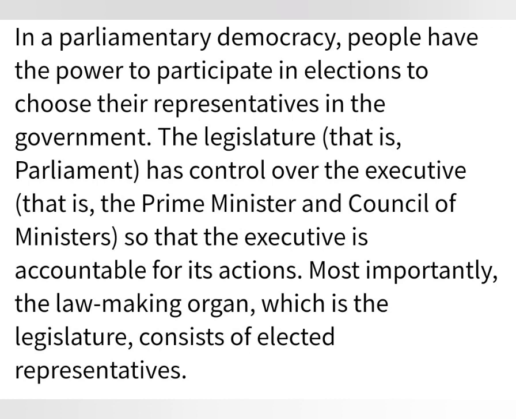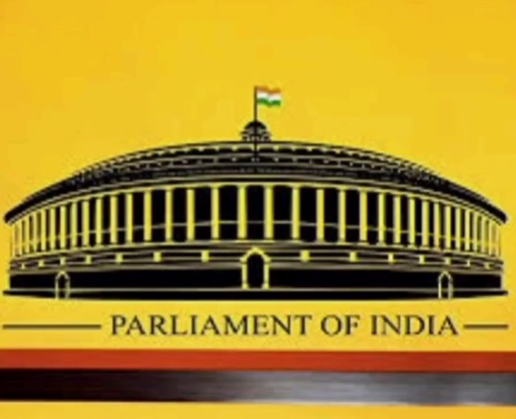In a parliamentary democracy, people have the power to participate in elections to choose their representatives in the government. The legislature, that is Parliament, has control over the executive, that is the prime minister and council of ministers, so that the executive is accountable for its actions. Most importantly, the law-making organ, which is the legislature, consists of elected representatives.